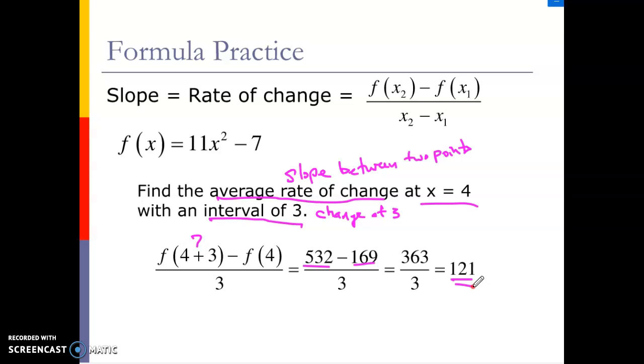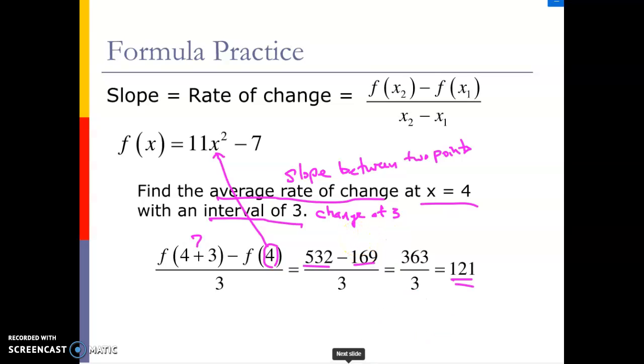So when we're playing with this slope, this rate of change idea, and we've got a function, all we're doing is the extra steps of taking that x value and bringing it back to the formula to evaluate, so that we can continue on with our fraction.